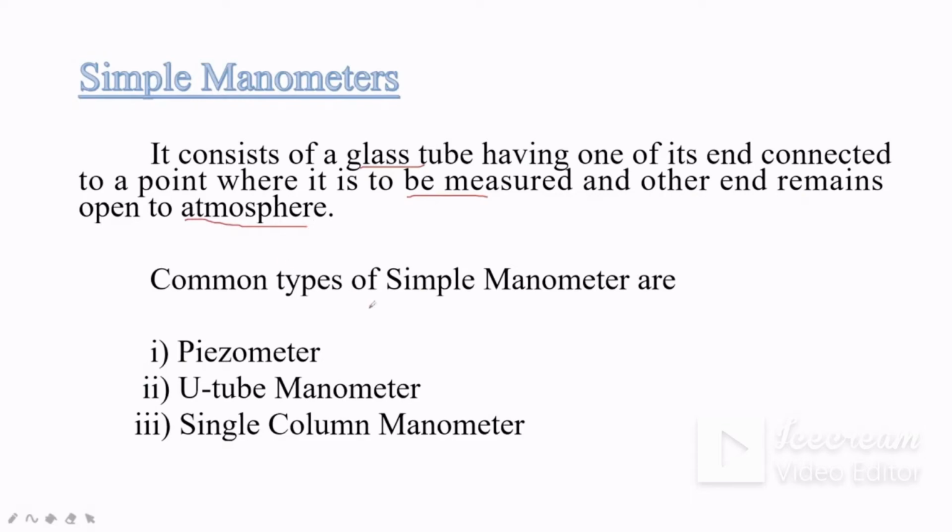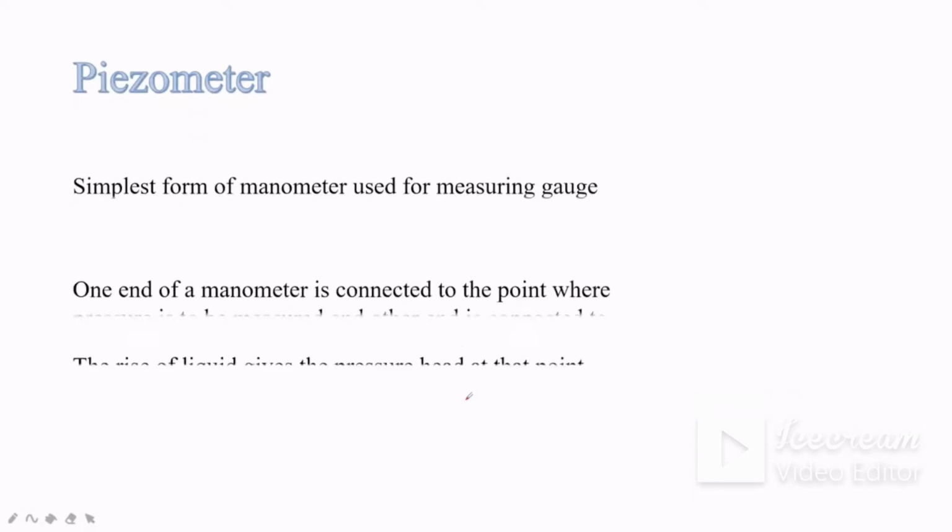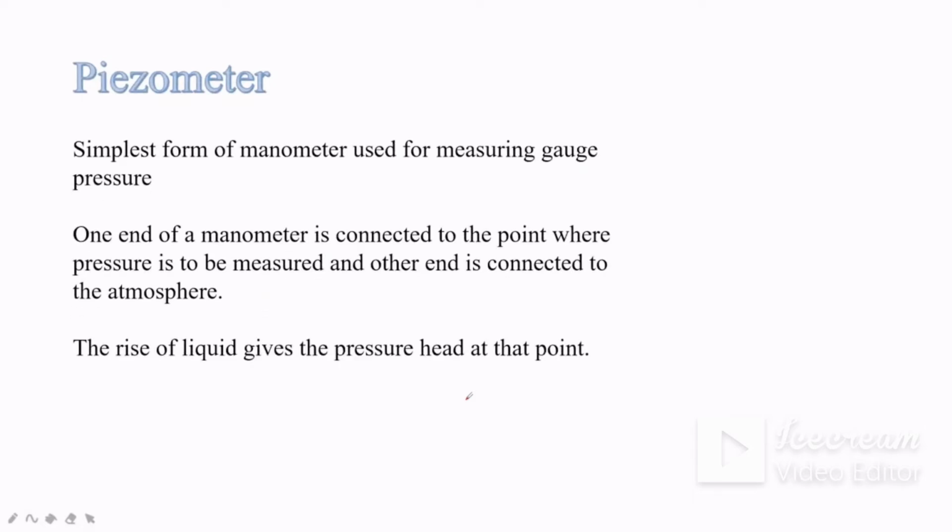The common types of simple manometers are piezometer, U-tube manometer, and single column manometer. We'll see one by one what the piezometer, the U-tube manometer, and the single column manometer are. First, we'll go to the piezometer. It is the simplest form of manometer used for measuring the gauge pressure.